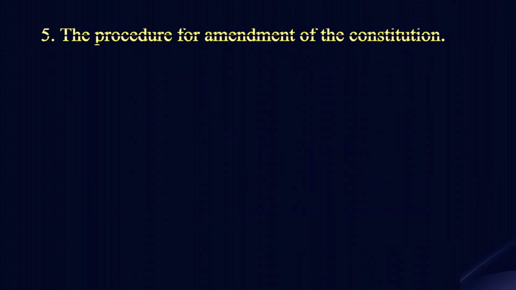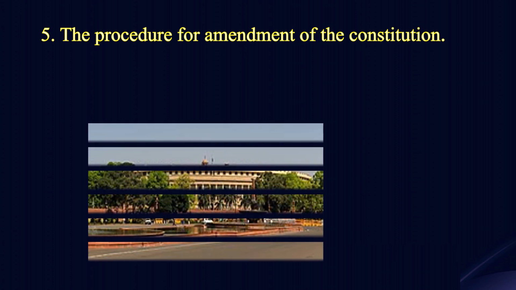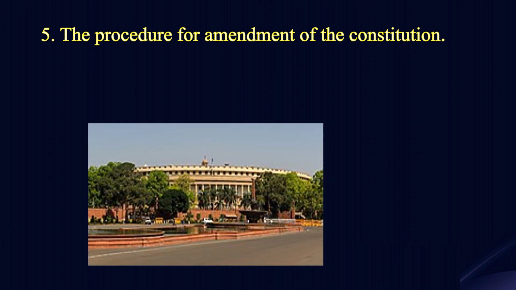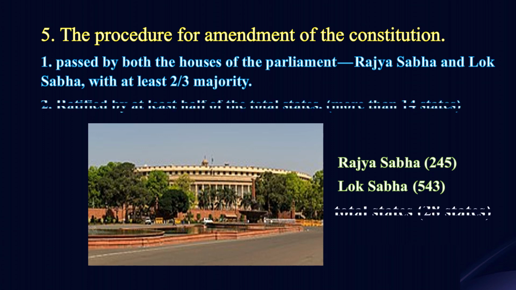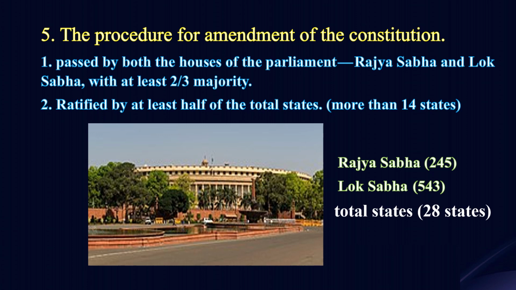The next federal feature that makes India a federal country is the procedure for amendment of the constitution. The arrangement of power sharing in the Constitution of India cannot be changed easily. Even Parliament cannot alone change this arrangement. If there is any change, it requires to be passed by both the houses of the Parliament, Rajya Sabha and Lok Sabha, with at least a 2/3 majority. Then it should be ratified by at least half of the total states. That means more than 14 states of India must agree on the amendment, then only it can be changed.